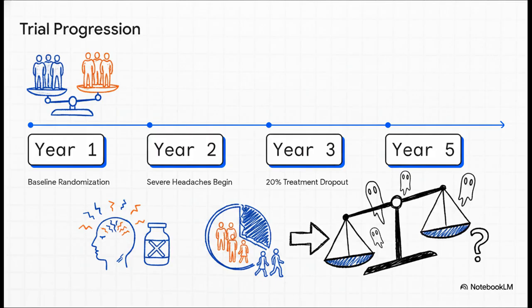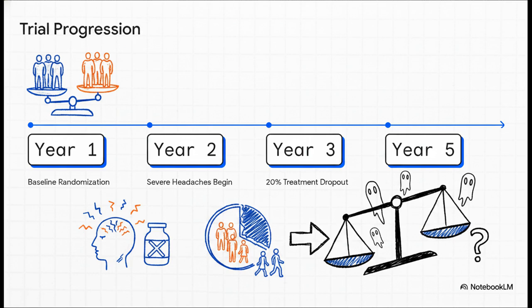But in year 2, patients in the experimental group start complaining of really severe medication-induced headaches. By year 3, this escalates into a massive compliance dilemma. 20% of the treatment group drops out entirely because they just can't handle the side effects. So by year 5, the investigators are staring down the barrel of massive attrition bias.